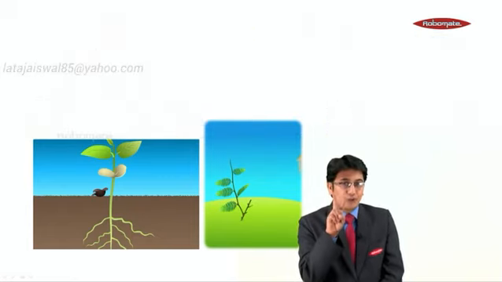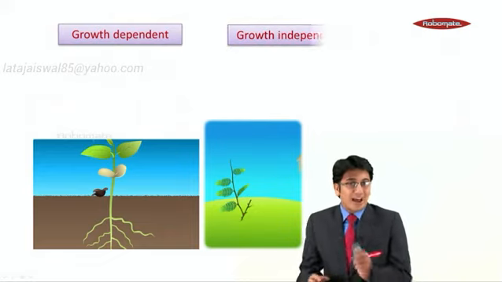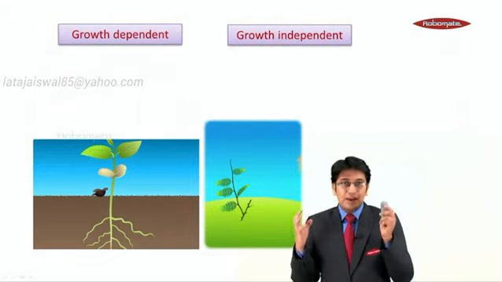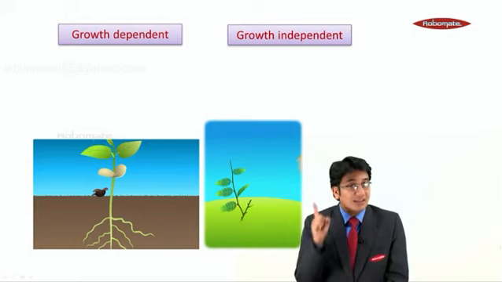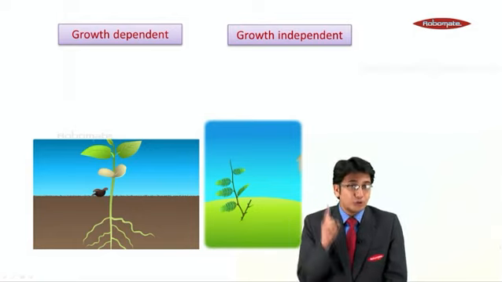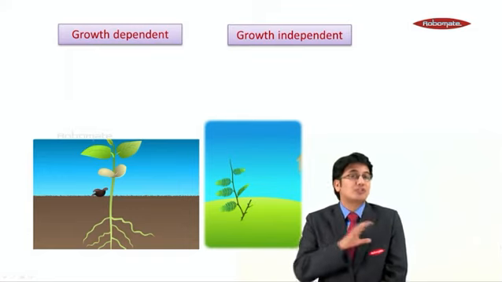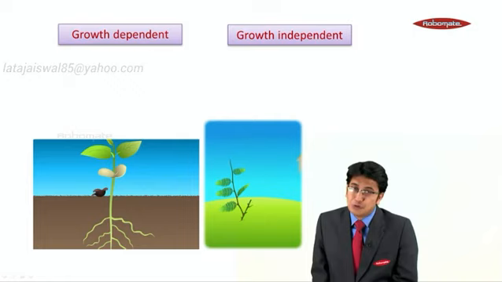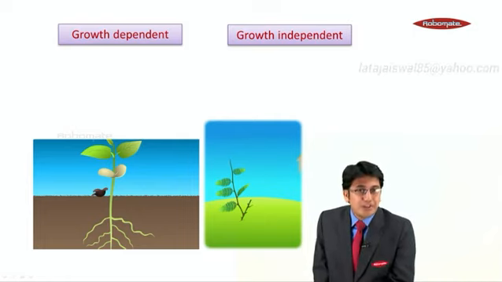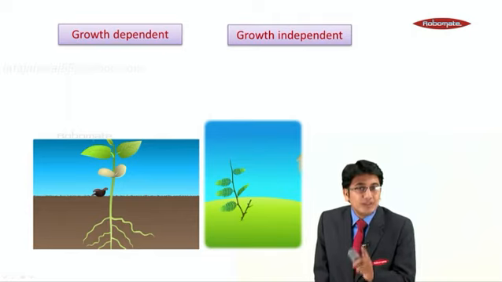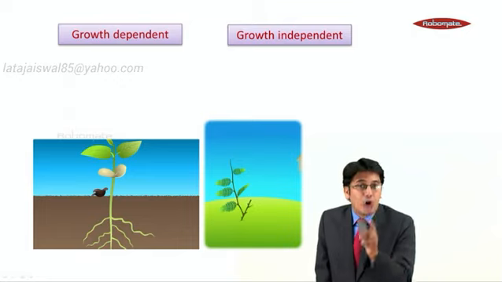So we have two types of movement in plants. One is growth dependent and the other is growth independent. In growth dependent, movement is there due to growth. And in growth independent, there is movement but there is no growth. So two major movements, growth dependent and growth independent, are present in plants, and these movements are happening because of some chemicals called hormones.